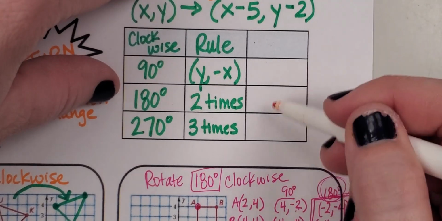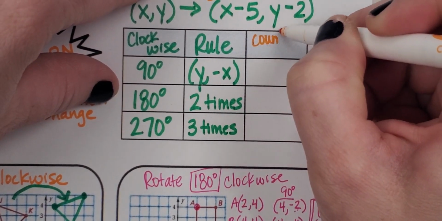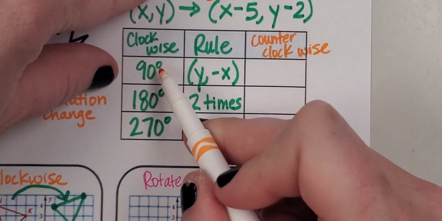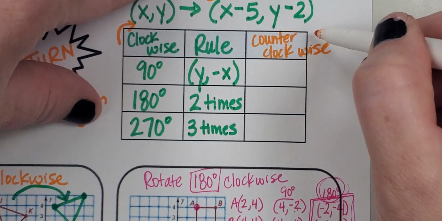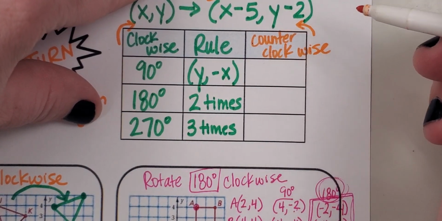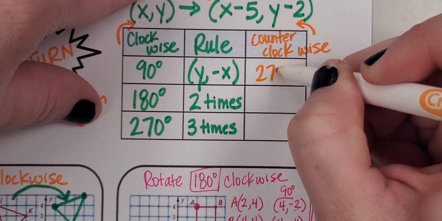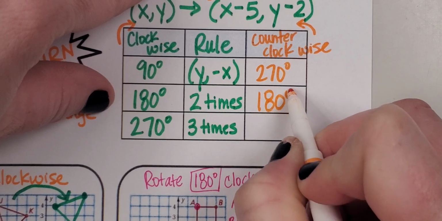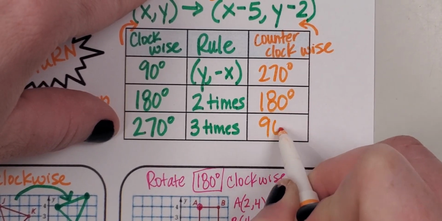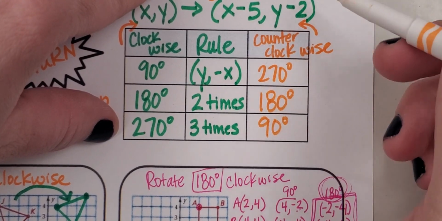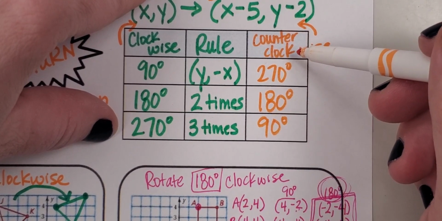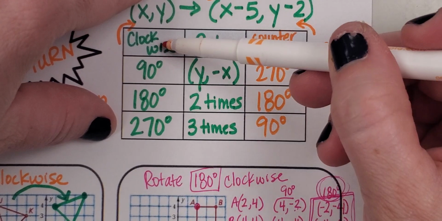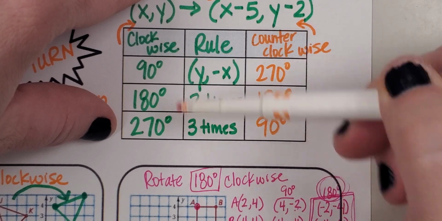The last step for this table is talking about counterclockwise. Clockwise means that we're turning to the right. Counterclockwise means that we're turning to the left. So counterclockwise, 270 is the same thing as 90. 180 is going to be the same no matter what. And then my last one is 90 degrees. So if I were to ask you what's the same thing as a 90-degree counterclockwise rotation, you could tell me that it would be 270 degrees clockwise.